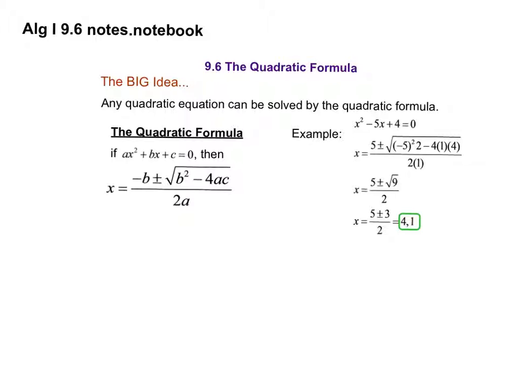If you are in the form of ax squared plus bx plus c, then x is equal to negative b plus or minus the square root of b squared minus 4ac all over 2a. And folks, you can solve any quadratic equation by using the quadratic formula.